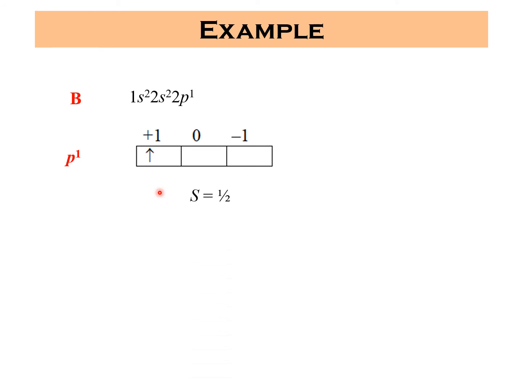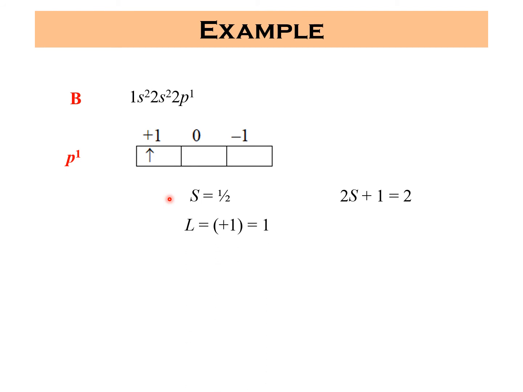Now take an example, boron. Boron has the electronic structure 1s2, 2s2, 2p1. So 1s2 and 2s2 are filled, so they do not contribute to the overall term symbol. It is the p electron, p1. So we can say the electron resides in the plus 1 state of the magnetic quantum number. The spin value S is half, as there is no other spin, so the total spin is just half. So the spin multiplicity is 2S plus 1, which means 2.